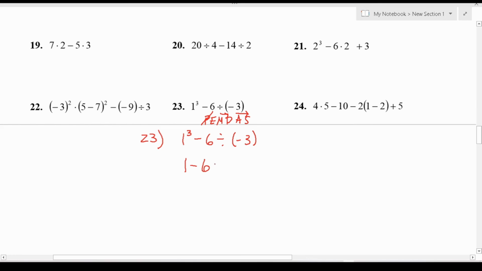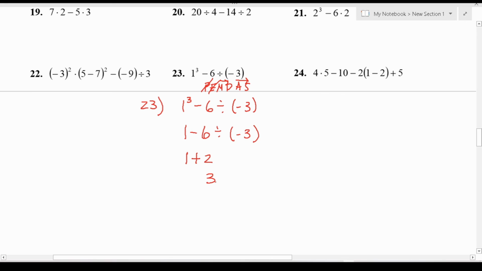So let's copy everything else down. All right, so we're looking at what we have left. We have subtraction and division. Again, multiplication and division comes before addition and subtraction. So we're going to do this division first. This is going to be 1 minus, again, this is negative 6 divided by negative 3. So that's going to be positive 2. Okay. And now we're going to do 1 plus 2, which is 3.